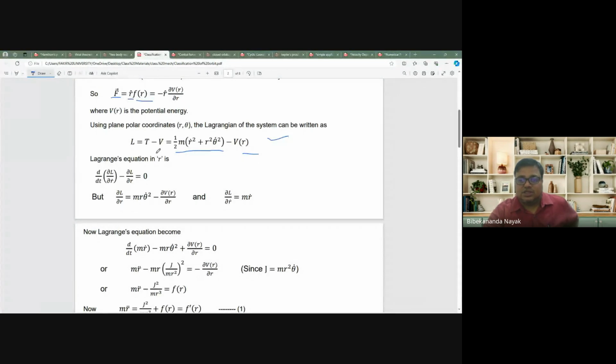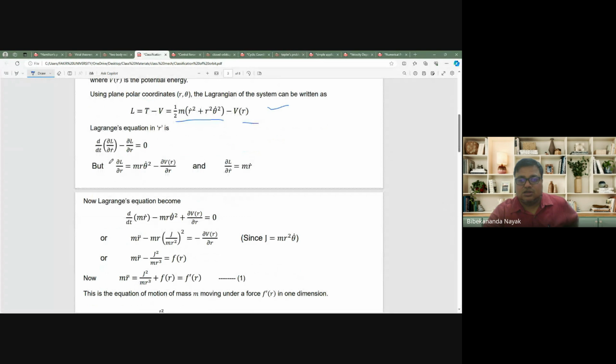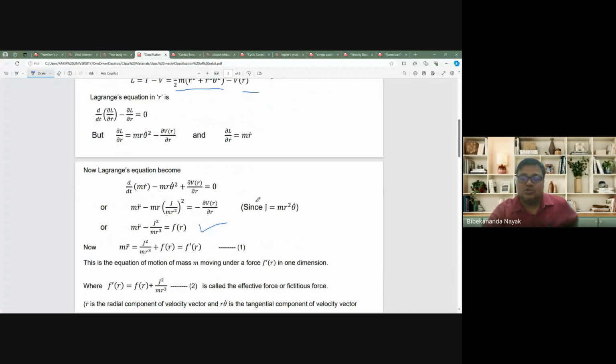From this Lagrangian, you can get Lagrange's equation of motion. You calculate del L by del r and del L by del r dot, and finally we get m r double dot minus J square by m r cube is equal to f r. But in Newtonian mechanics, we know that force equals mass into acceleration is the equation of motion. Here there is an extra term. If you take it to the right hand side, it will be added to the force, giving a general force known as an effective force, or fictitious force.